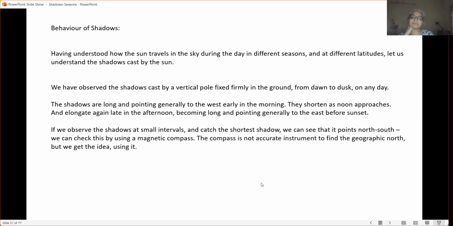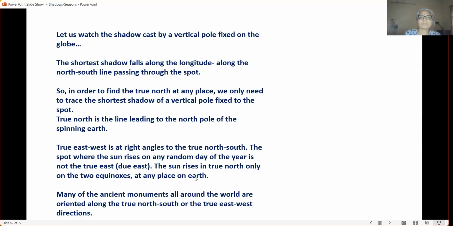So what we did last time was use a magnetic compass to check that the shortest shadow lies along the north-south direction. That is actually not accurate, because the magnetic north pole and the geographic north pole, related to the spinning of the earth, are not exactly the same. So there's a difference. Now let's see what happens when we fix a pin on the globe, just like we used a pillar or a pole, and see how the shadow behaves.